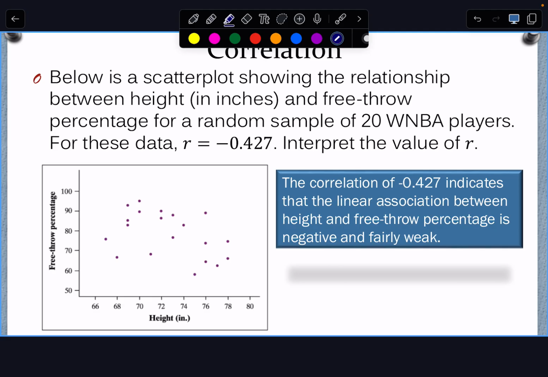So when they ask you to interpret correlation, you want to make sure you have a graph to verify you have that linear association, and then that number will tell you both the strength and the direction of that association.